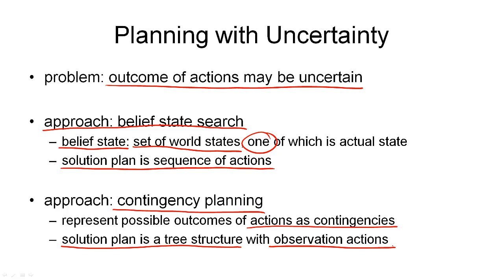Of course, both these approaches are a lot more complex than what we've seen so far. In belief state search, we have sets of world states as our nodes, so an exponential increase in the size of the search space. And in contingency planning, we look at plans that are trees, so they are also a lot larger than the plans we've looked at so far.